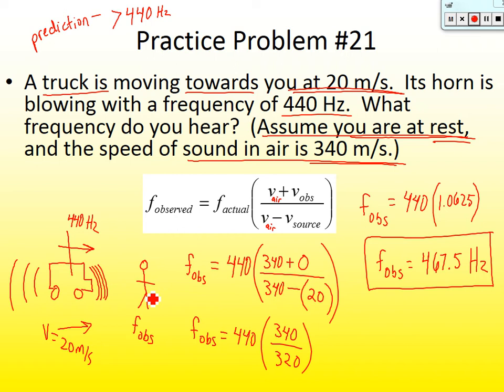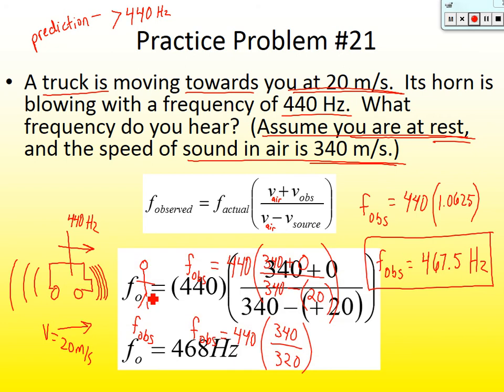Hopefully that makes sense. I've got another practice problem for you to try. And so let's see if we got it right. 468 is what they got. So if you rounded this up, 468, yeah, we did it correctly.